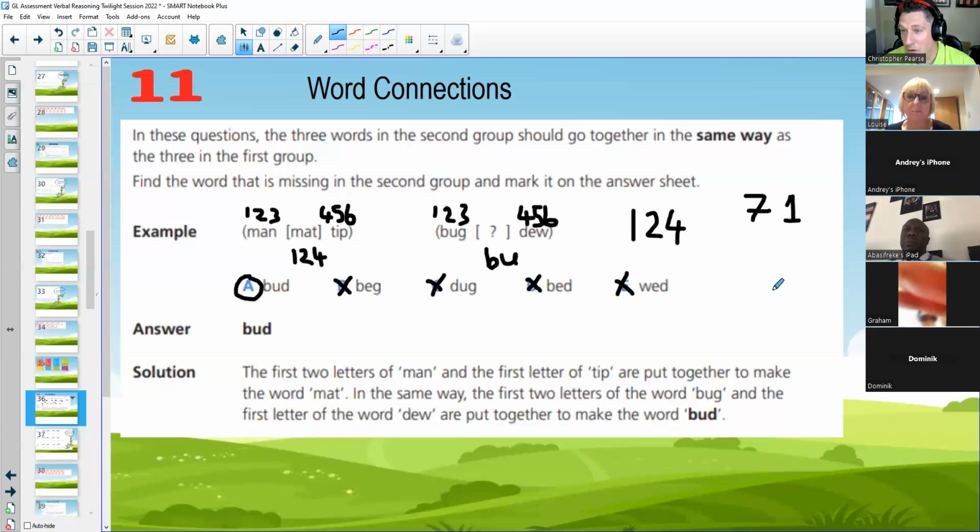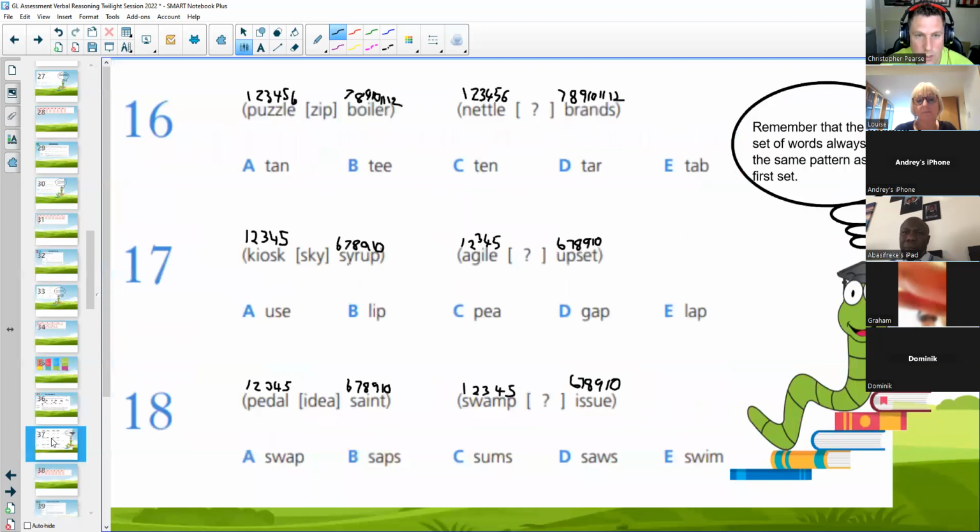Now, obviously, with a lot of these kinds of questions, particularly when we show you an example like this, these examples are a lot easier than what they would actually do in the test, but it gives them that reassurance they know what they've got to do. So we're going to have a look at some similar questions to these word connection ones.